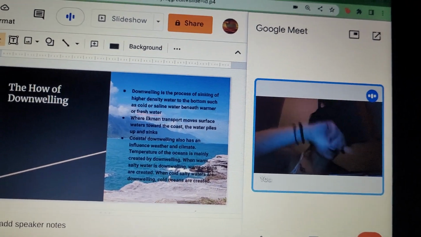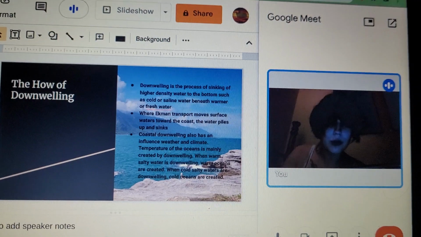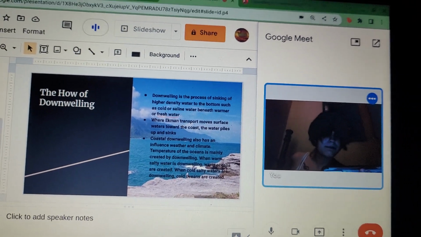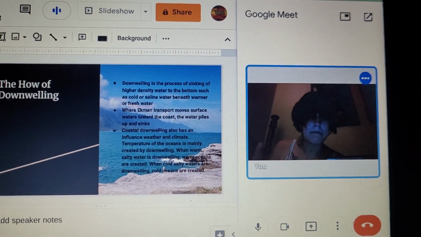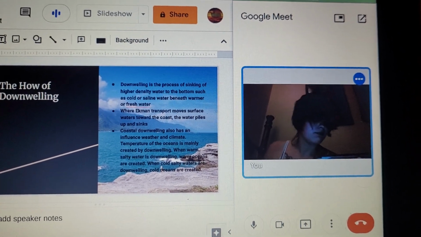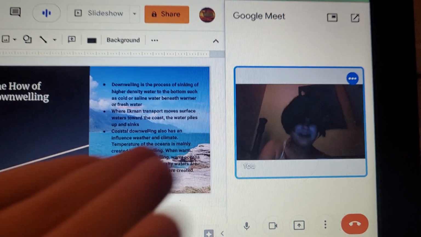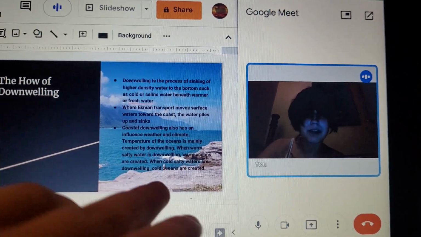Coastal, so that was near the equator. Coastal is pretty important just for weather in general because they... I'm very bad at this, I'm sorry.